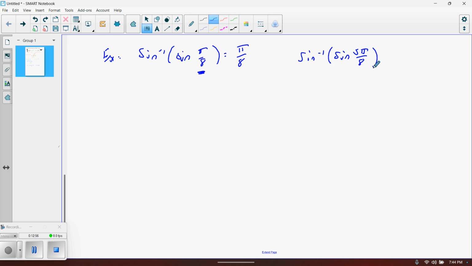Well, okay, so that one's a little bit different, because 5 pi over 8 would actually lie in the second quadrant, because 4 pi over 8 would be pi halves. Well, sine is still positive there. So what we're trying to figure out is, what is the positive result, but it still has to be restricted from 0 to pi halves.